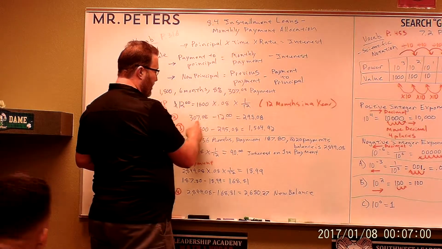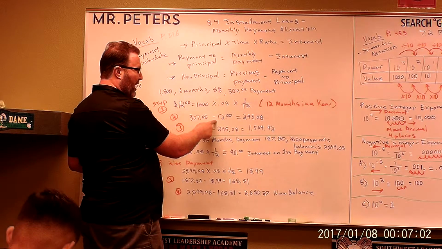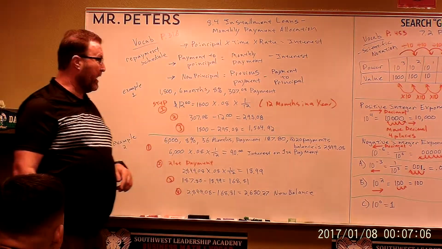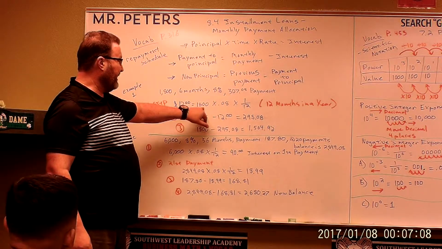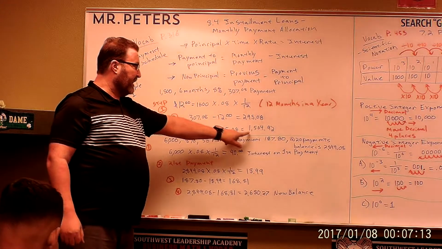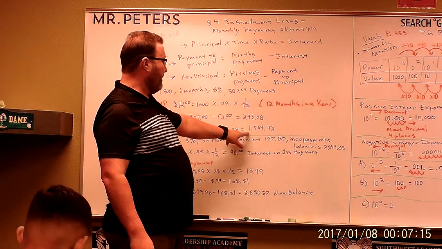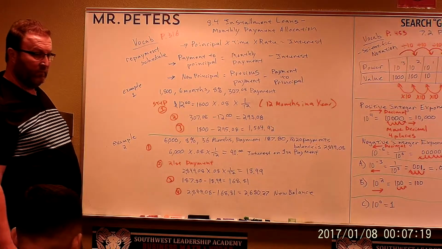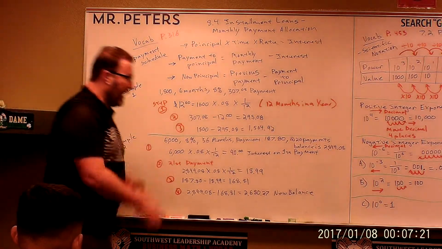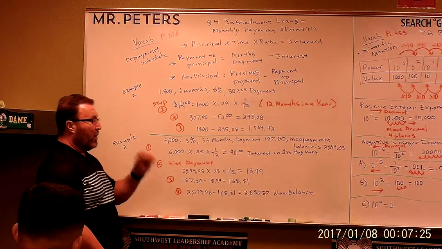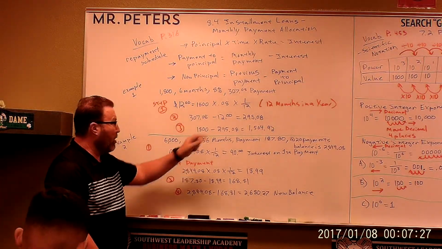Now we take the payment of $307.08 and subtract the $12, and $295.08 is what's being paid to principal. We take the 1,800, subtract $295.08, and the new balance, what they would owe, is $1,504.92. Any questions? We're literally breaking this down. There are only two things in a payment: interest and principal. We're concerned about the principal because it lowers the balance.